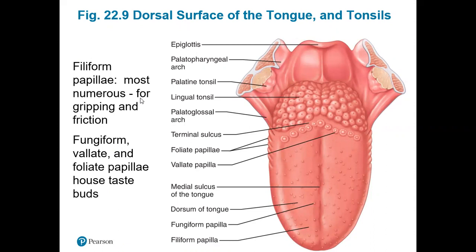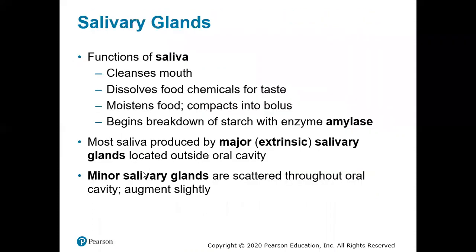There are 4 sets of papillae, and the most numerous are the filiform papillae, which are all over the tongue and are responsible for friction. The other 3 sets, fungiform, vallate, and foliate, are going to house the taste buds.